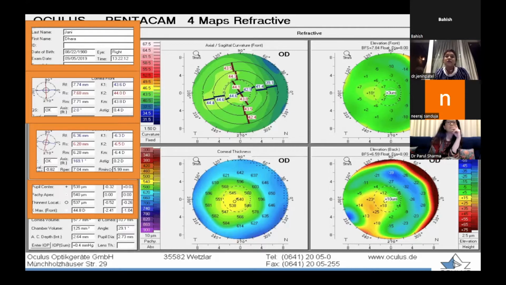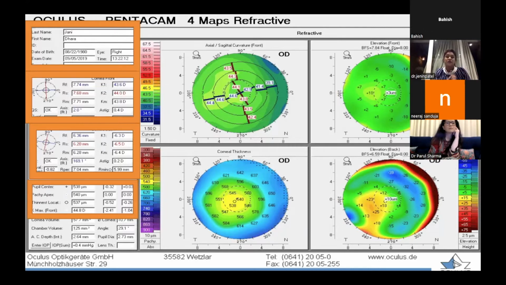It will give you the thinnest location and the thickness of the thinnest location of the cornea, along with the X and the Y coordinates. So now understanding what are these X and the Y coordinates. In a normal cornea, your thinnest point of the cornea would be at the pachymetry apex, which could coincide with the pupillary center.